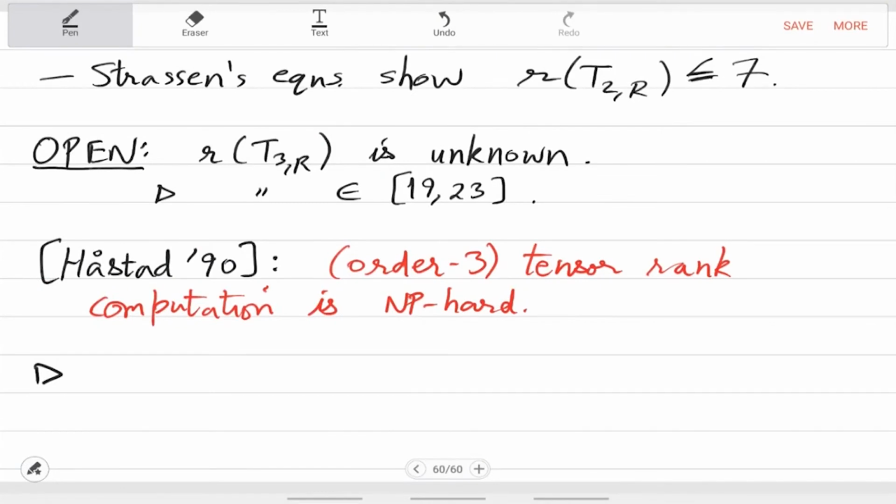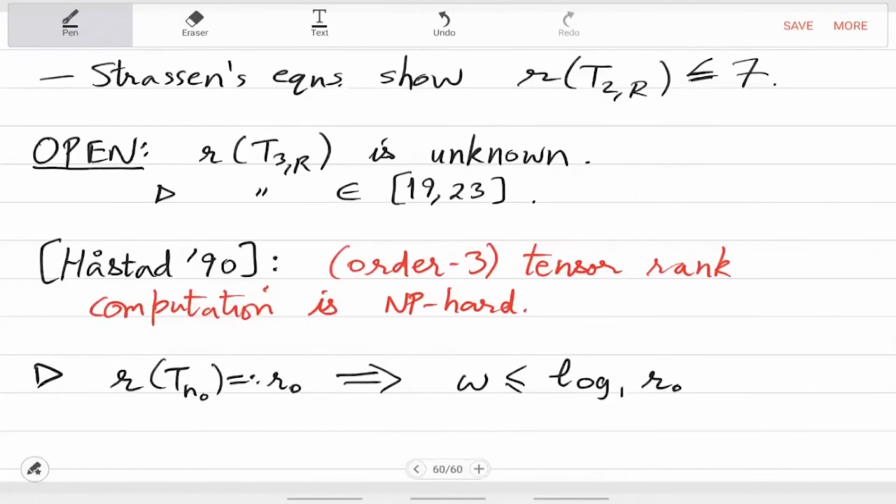So if the tensor rank for n0 is R0, then what can you say about omega, the matrix multiplication exponent? That will be log of R0 base n0. That's the exact relationship. So for T2 you have shown 7, so it gave you log 7 to base 2.